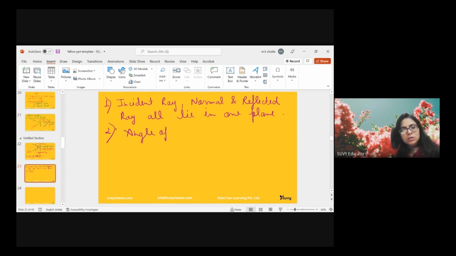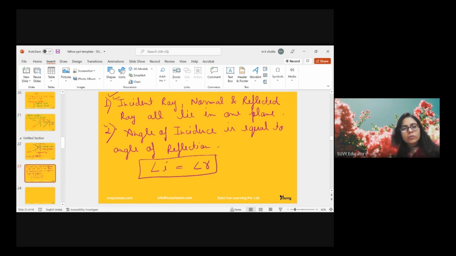angle of incidence is equal to angle of reflection. Means angle of incidence will be equal to angle of reflection. So these are the major laws of reflection.